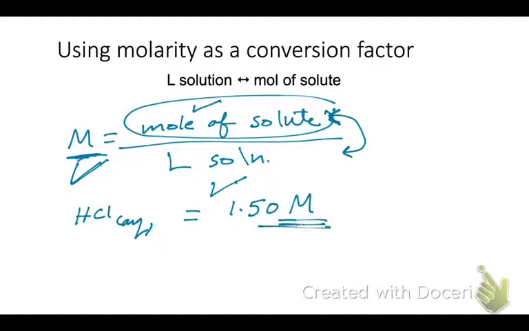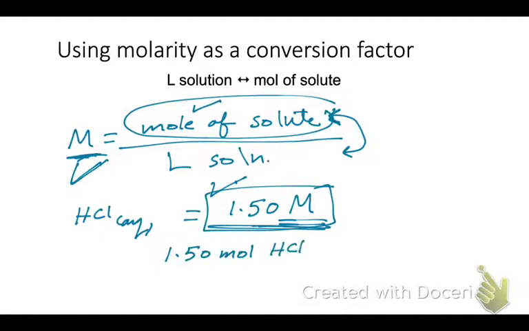Now this is considered a fact, and because it's a fact, it's an equality, and you can write two conversion factors. So what does that mean here? It means that there is 1.50 mole of HCl for every liter of HCl solution, right? In every 1 liter of a solution, there is 1.50 mole of HCl.